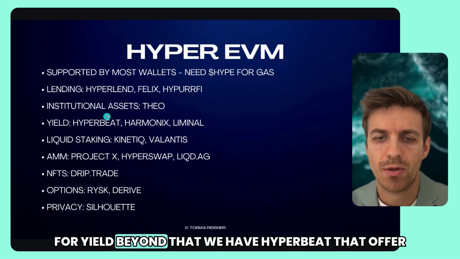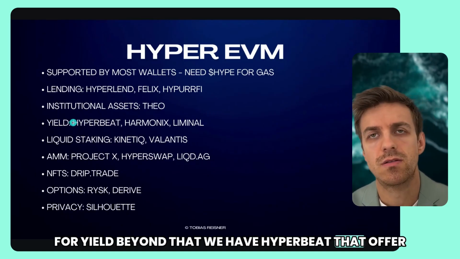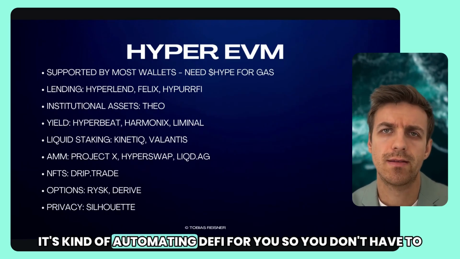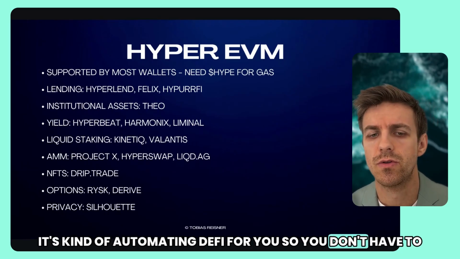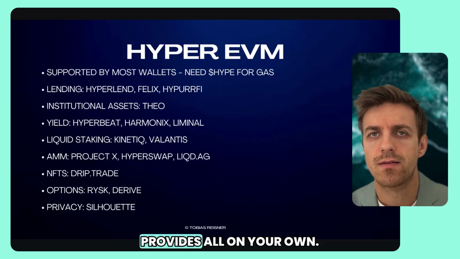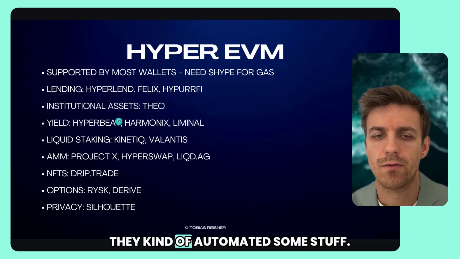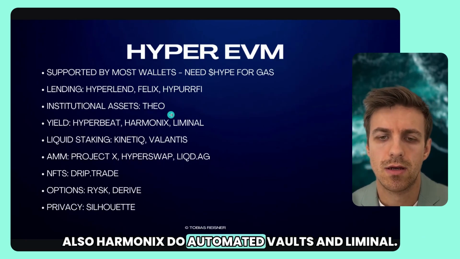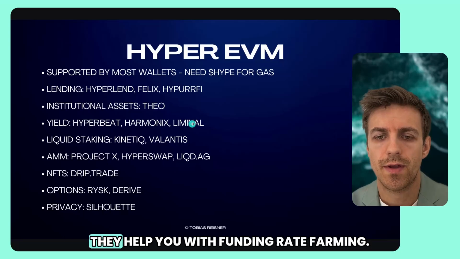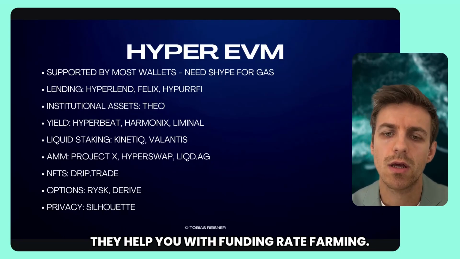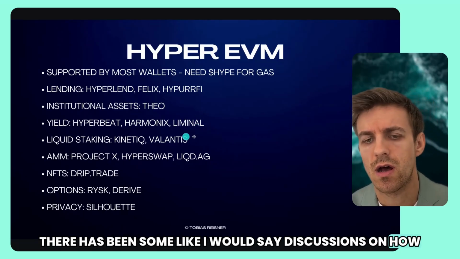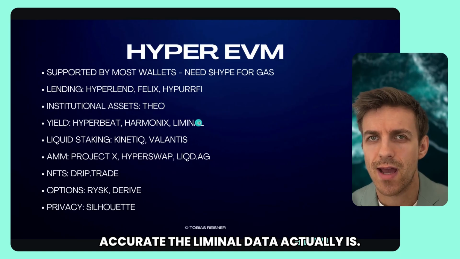For yield, beyond that, we have Hyperbeat that offers different vault strategies for you. It's kind of automating DeFi for you, so you don't have to do it all on your own. Also Harmonix, they do automated vaults, and Liminal, they help you with funding rate farming. There have been some discussions on how accurate the Liminal data actually is.